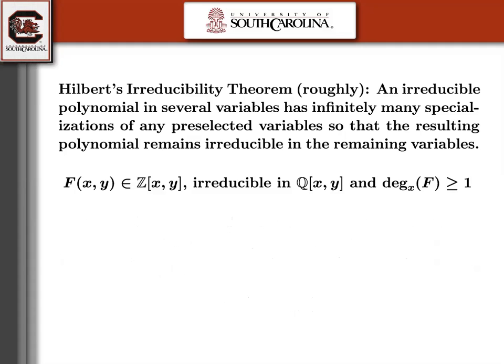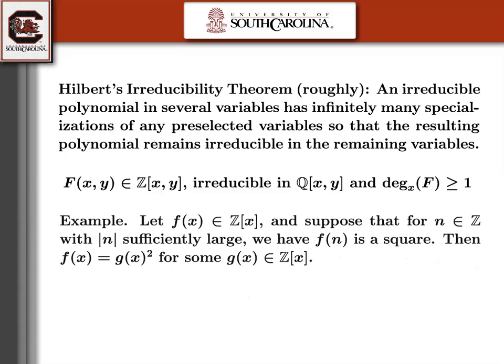Another example I wanted to explain, because it's kind of nice, is the following: that you take a polynomial f(x) in Z[x], and suppose that you know that when n is large in absolute value, f(n) is a square. Then Hilbert's irreducibility theorem implies that f(x) itself has to be a square of a polynomial.